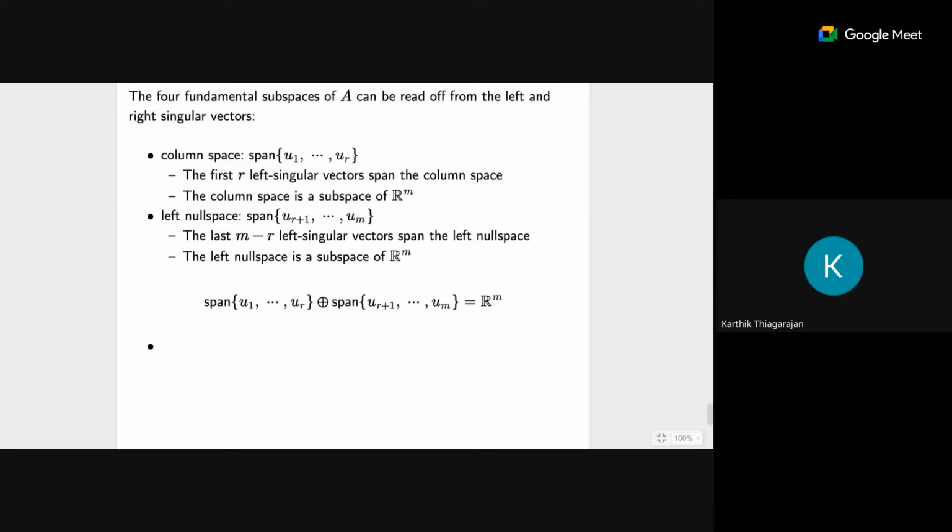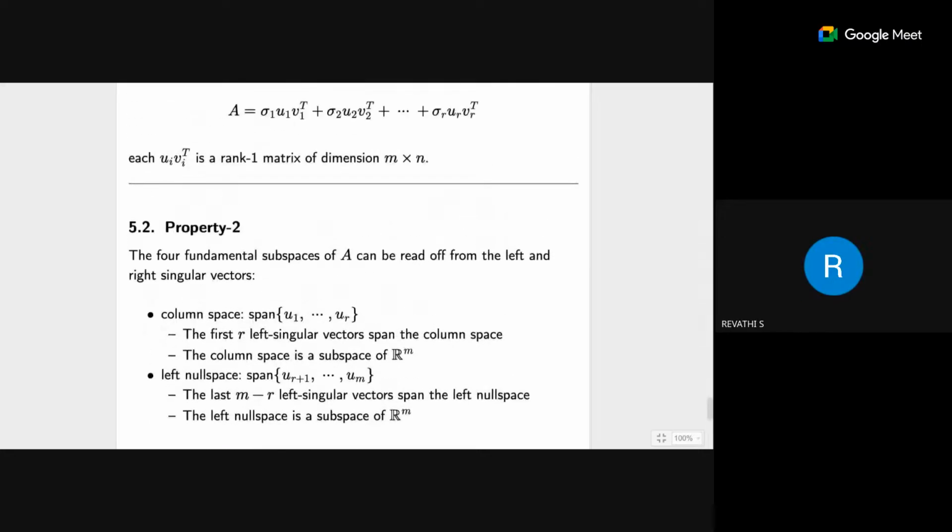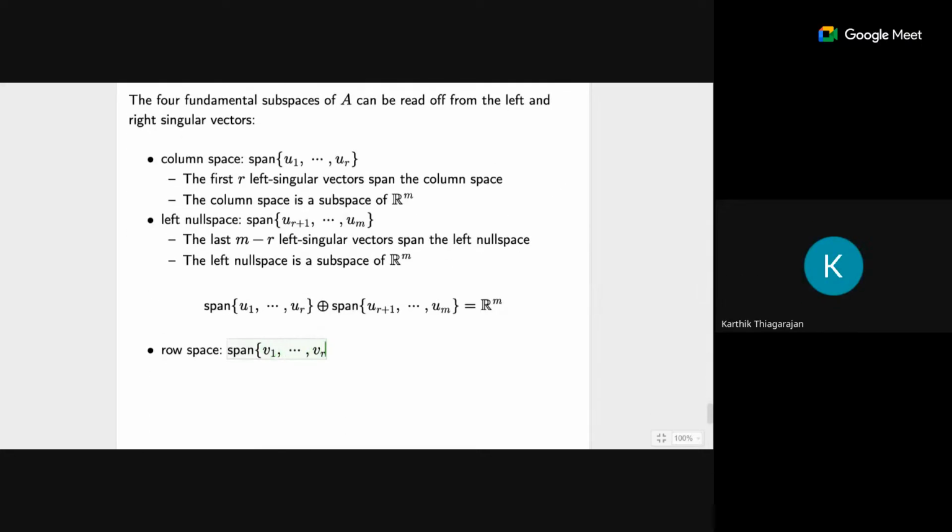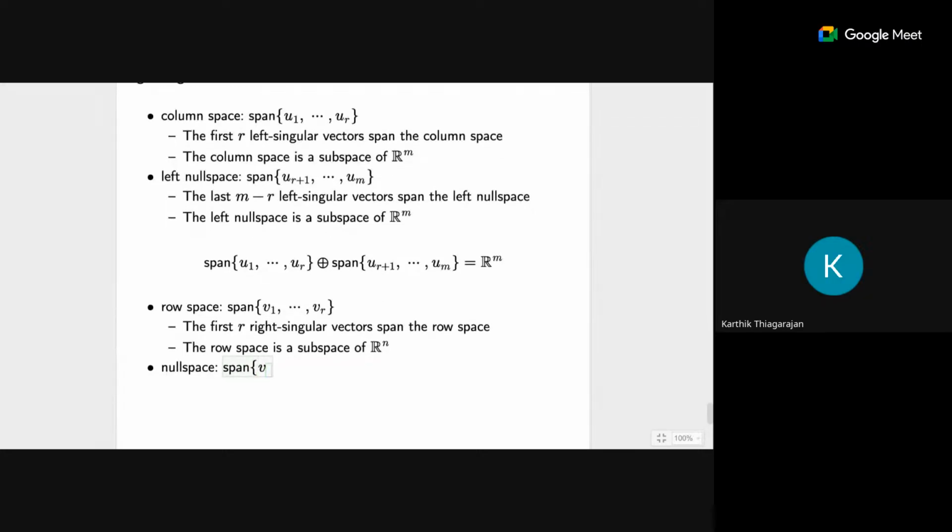So these are two subspaces. Next one is the row space. What do you expect the row space to be? The span of v1 up to vr. These first r right singular vectors span the row space of A. The row space is a subspace of Rn. The remaining thing is the null space. The null space is the span of what remains: v(r+1) to vn.